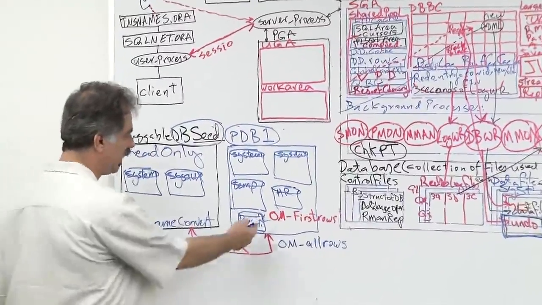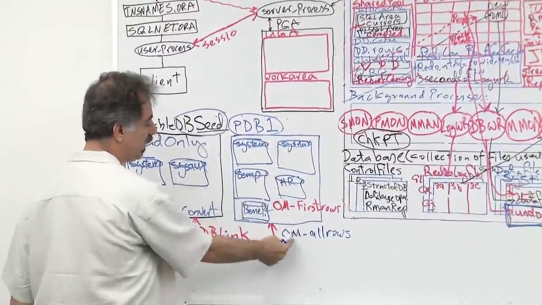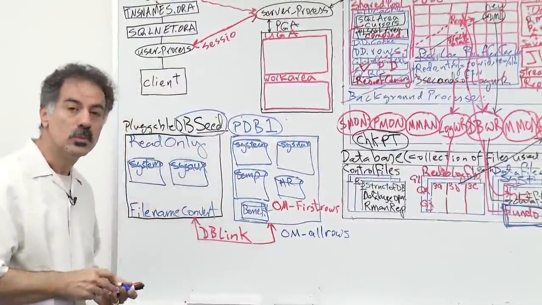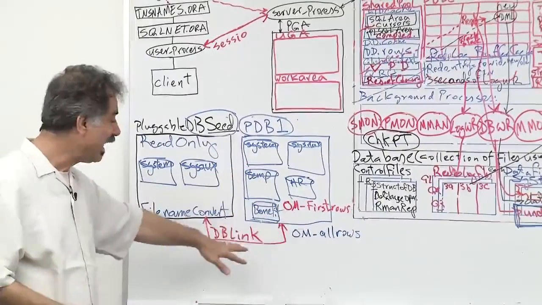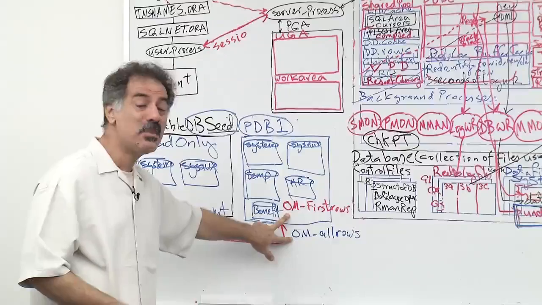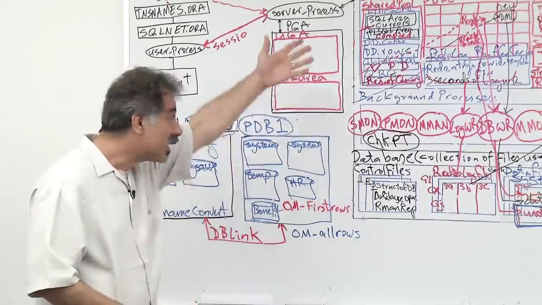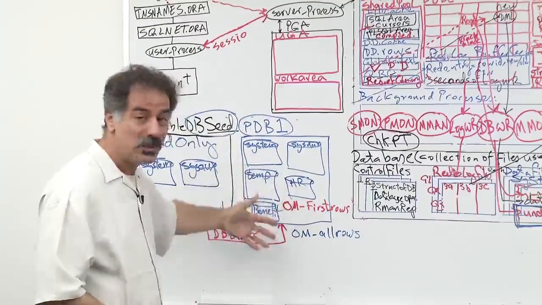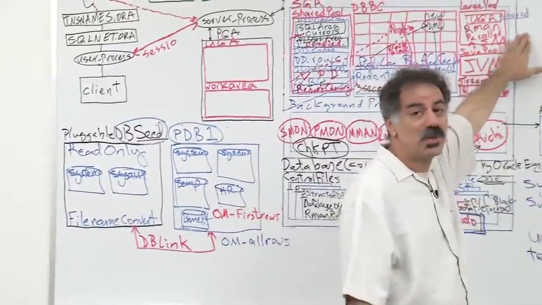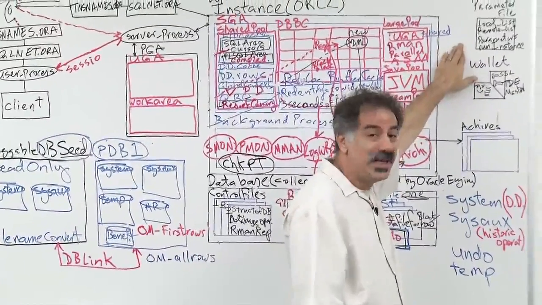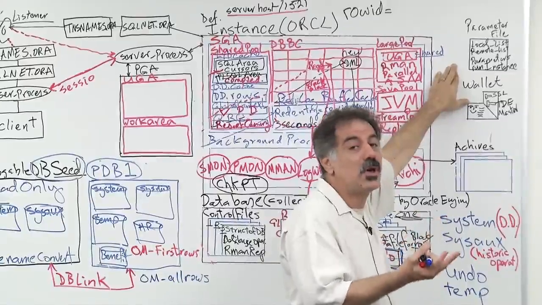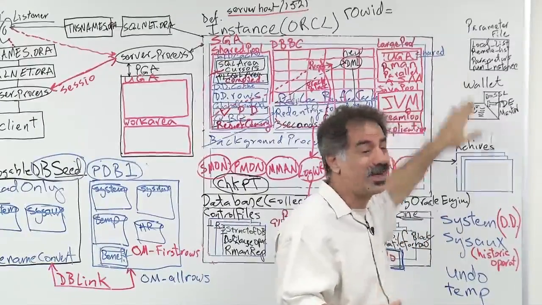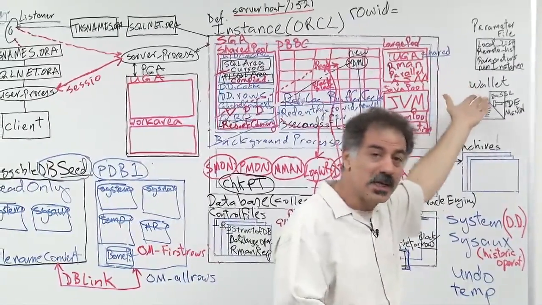Okay, so this would be in PDB1. This I need for PDB2. However, since I'm holding different values for the same parameter inside a container, these parameters cannot exist here in the parameter file, because over here they're only executed at the instance level, and then they become my database default. Therefore, I cannot have multiple defaults put in there.